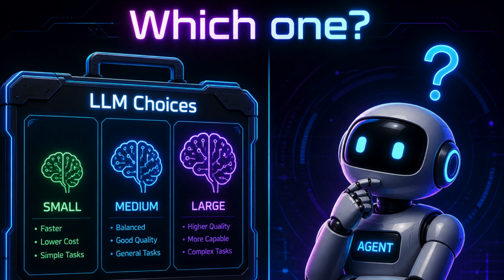Before you build any agent, you must answer one question. Which LLM should I use? The model you pick determines your agent's intelligence, speed, cost, and capabilities. In this module, we will compare open source versus proprietary models, understand model size and context windows, and master function calling. By the end, you will be able to choose the right LLM for any agentic task, from a simple chatbot to a multi-tool reasoning engine.